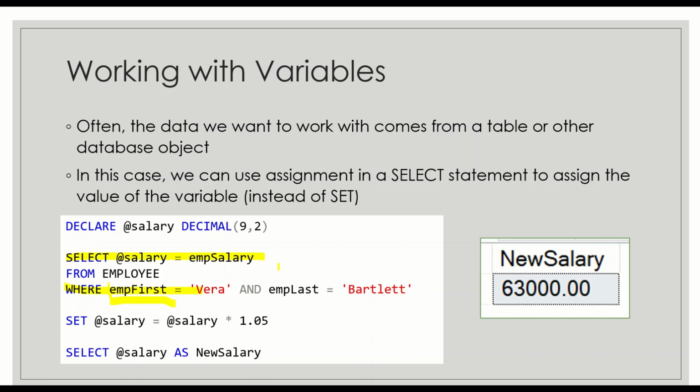So once we've pulled out Vera Bartlett's salary and assigned it to the variable, you'll notice that I'm now using a set statement on that same variable to assign it a new value. So just like any other typical variable, you can assign it new values all the time. In this case, we're taking its existing value, multiplying it by a literal here, and then the result of that calculation is going to be assigned back into the existing variable. Let's put this into our SQL Server and we'll take a look at the outcome.